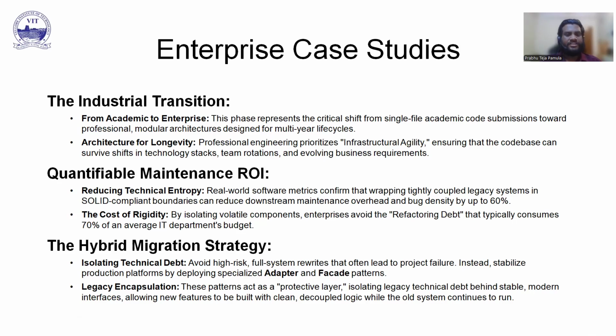The cost of rigidity. By isolating volatile components, enterprises avoid the refactoring debt that typically consumes 70% of an average IT department's budget. The hybrid migration strategy. Isolating technical debt, avoiding high risk full system rewrites that often lead to project failure.